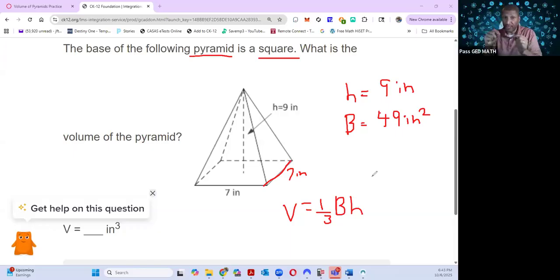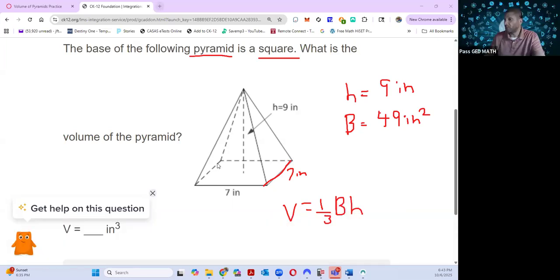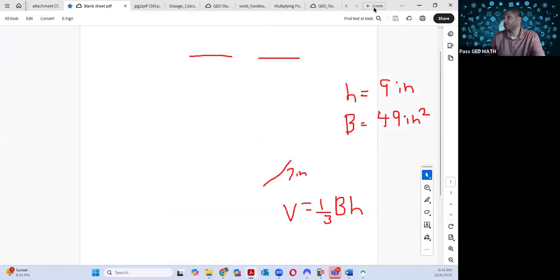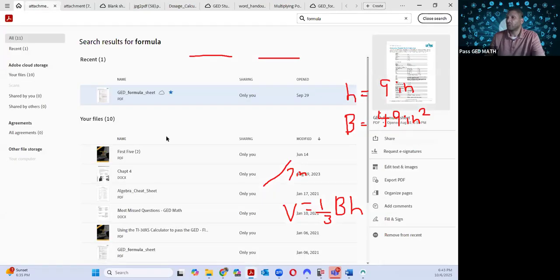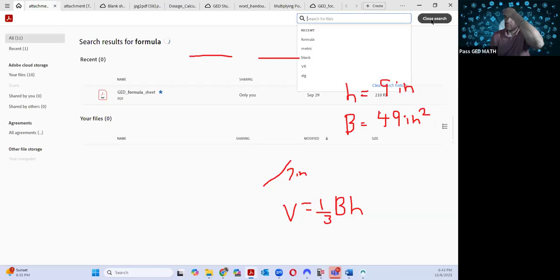Look on your formula sheet, right underneath the formulas for volume. It tells you what the capital B stands for. If you can't find it, I'll get it for you. It does tell you. It may not. Let me find the formula sheet real quick.